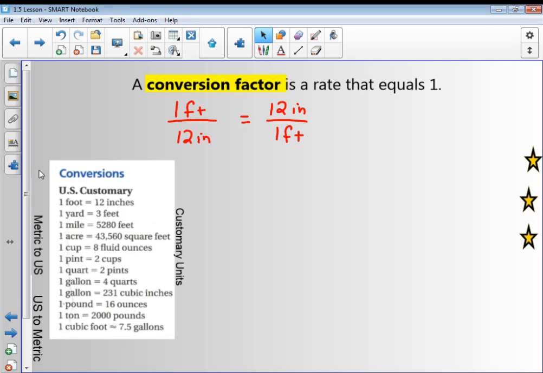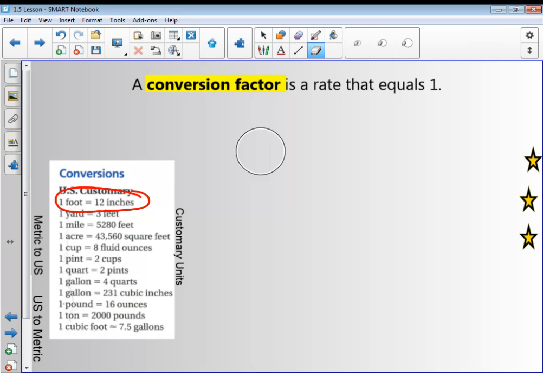Customary units are going to be our US units. You'll notice that I just copied down this first one. We have 1 foot equals 12 inches. So if I were to set that up as a conversion factor, I could either write it out as 1 foot over 12 inches or 12 inches over 1 foot. They are actually equal to each other. We're going to be using one of those conversion factors as we work through to use unit multipliers to solve in conversion.